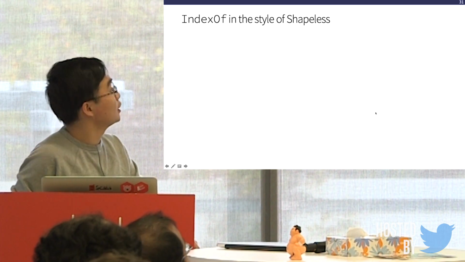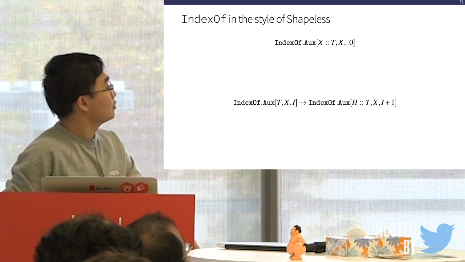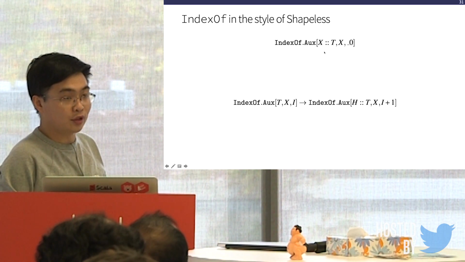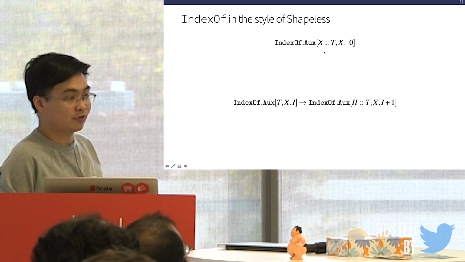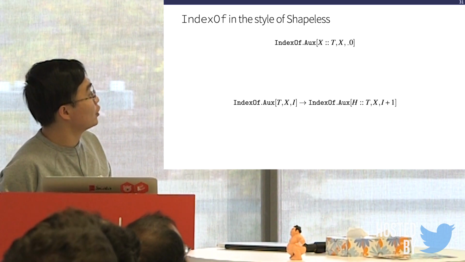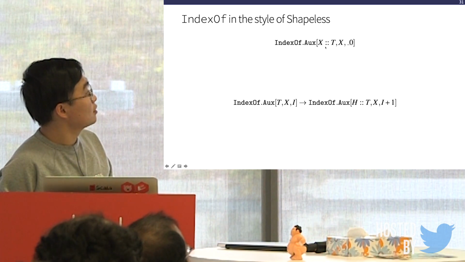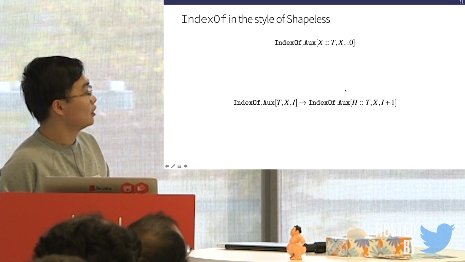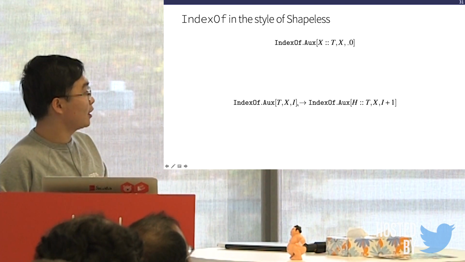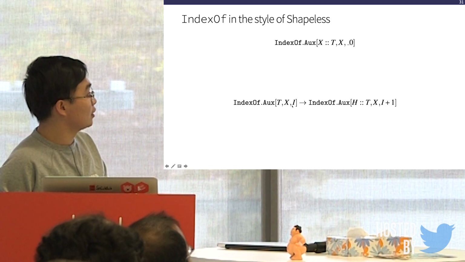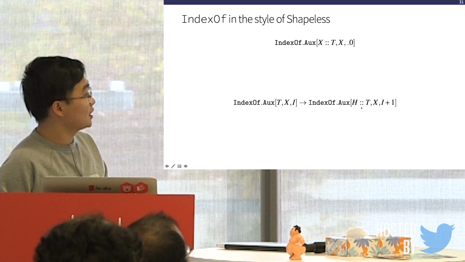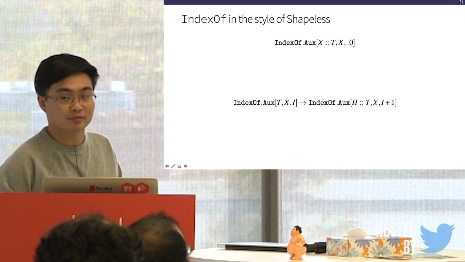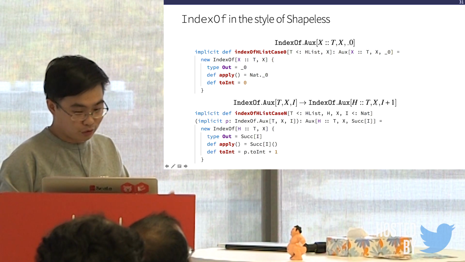So let's implement index of. What is index of? Index of is a type level function that we can use to get the index of a specific type in an HList. We know that x is the 0th element in x const t. And we know that if x is the ith element in t, then x is the i plus 1th element in h const t. This is a recursive thing. Okay, so we do it in this way.